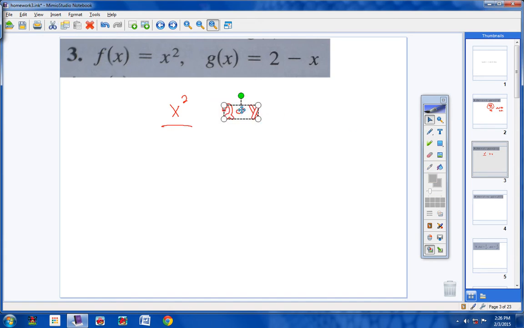goes in the bottom. Alright? Now students, there's nothing you can do. You cannot simplify. You cannot reduce that. You cannot cross off the x's. This is your answer. What would the domain be?